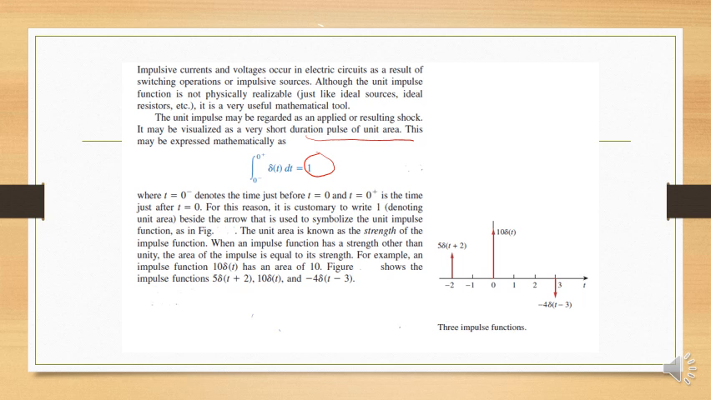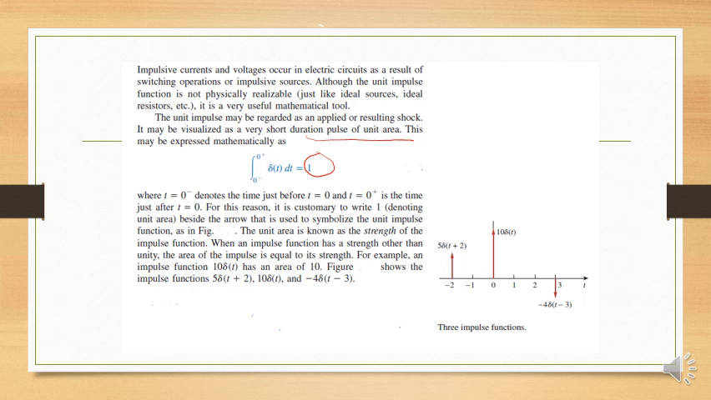At t equal to 0 negative is the time just before t equal to 0, and t equal to 0 plus is the time just after t equal to 0. For this reason, it is customary to write 1 to denote the unit area beside the arrow used to symbolize the unit impulse function. It is symbolized in this diagram.